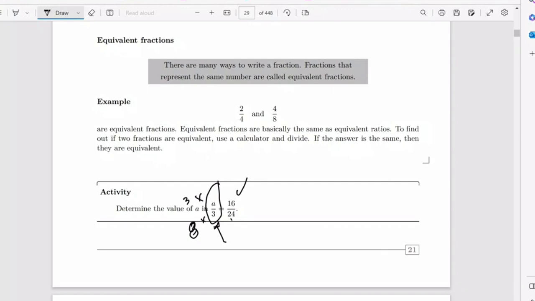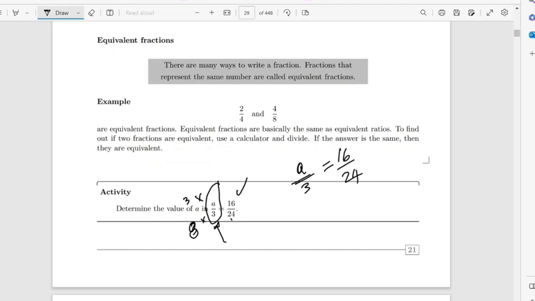So you are looking for a number that you can multiply your left-hand side with, so that the denominators are the same. Okay, so now you've got a over 3 is equal to 16 over 24. You only choose your left-hand side or your right-hand side. Let's say we decide to choose your left-hand side only. You want to make the denominator of your left-hand side the same as 24, so you'll multiply the numerator and the denominator with 8.